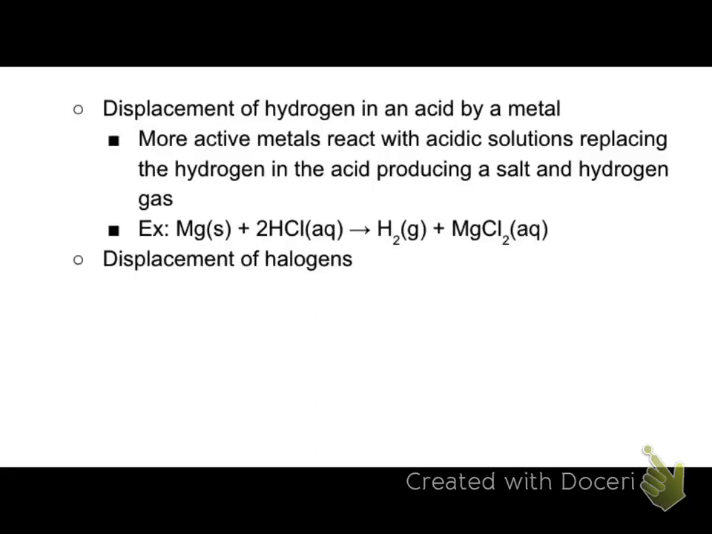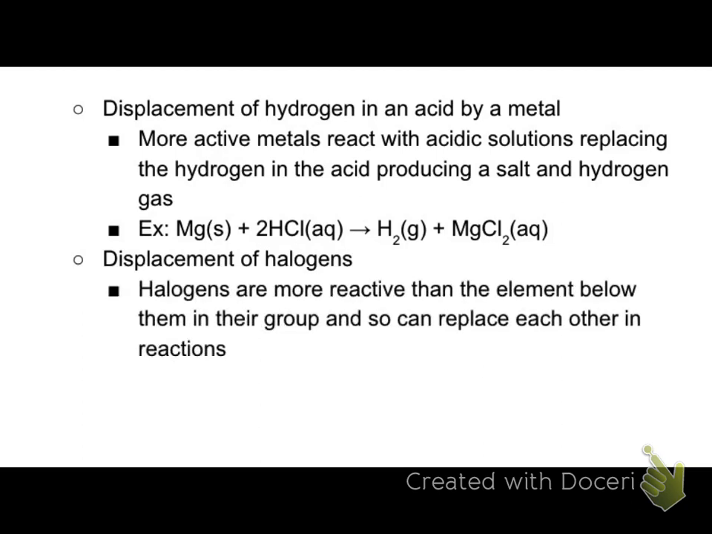All right, picking up where we left off yesterday, we're going to talk about our last example of a single displacement reaction. So a reminder, in a single displacement reaction, one element is switching places with another element of the same type that's in a compound. So in this case, halogens are displacing each other. Halogens is that group 17 on the periodic table, that highly reactive group, and they are more reactive than whatever element is below them in their group.